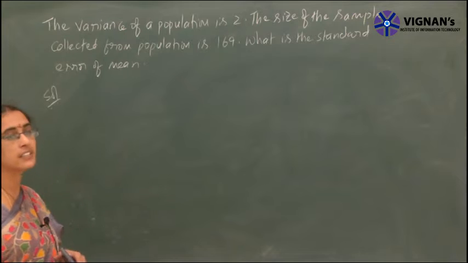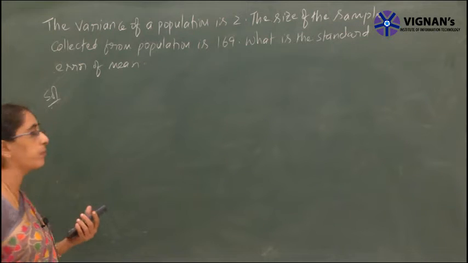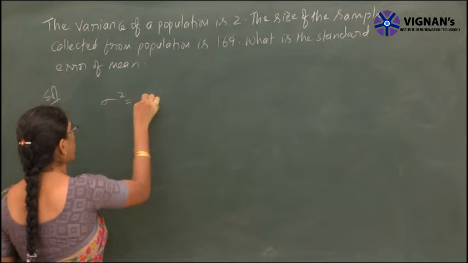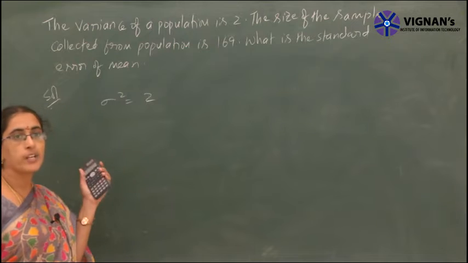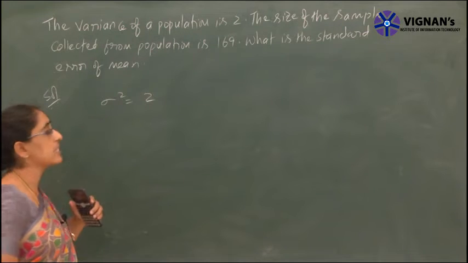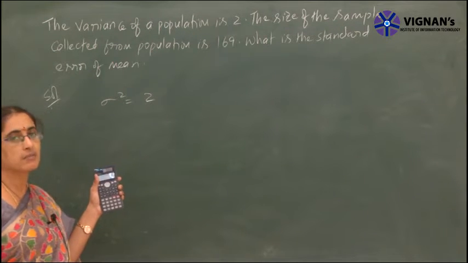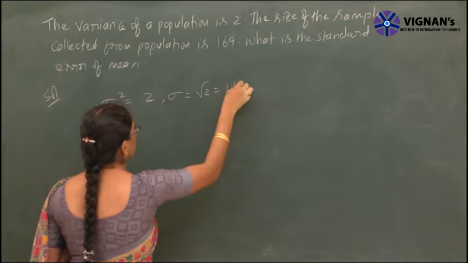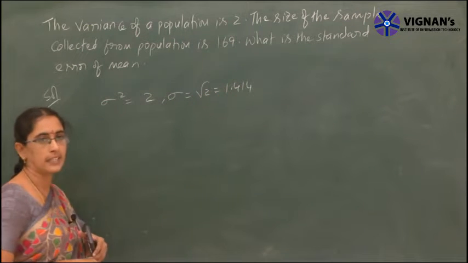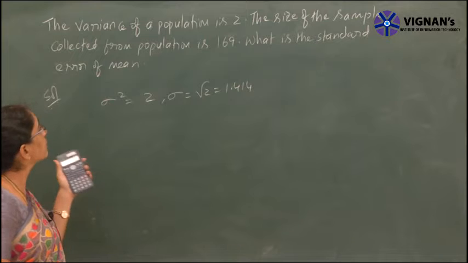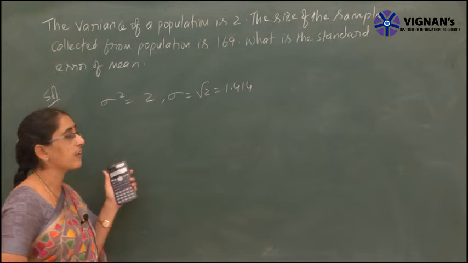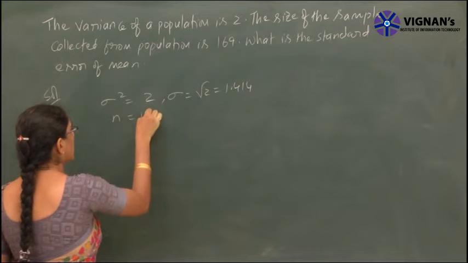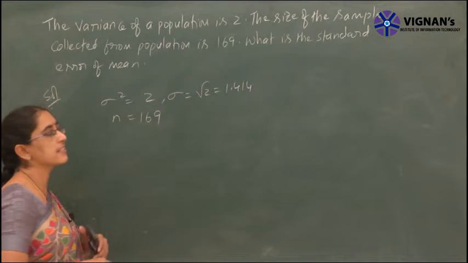Now, first you write down the given data here. Variance of a population means sigma square is equal to 2. Population variance is denoted by sigma square. But here we need the sigma value. So, sigma equal to square root of 2, that is 1.414 here. Then, the size of the sample collected from population is 169. That means n equal to the sample size is 169.